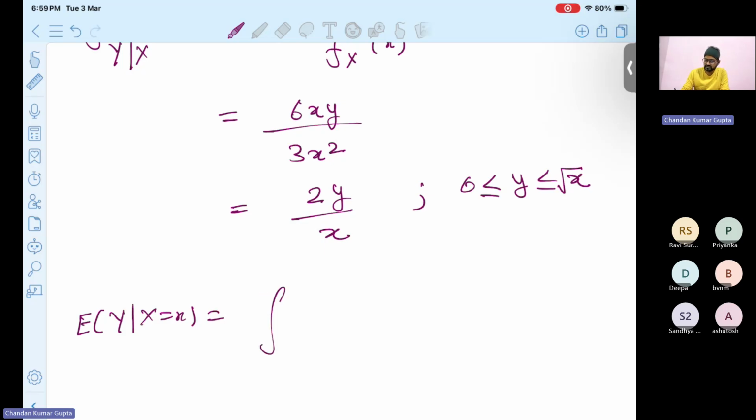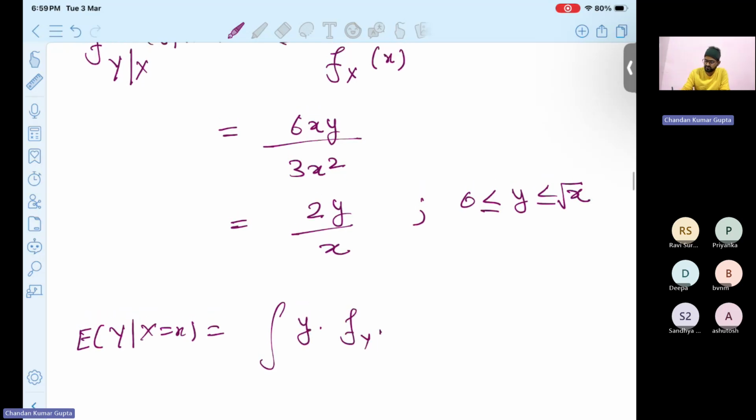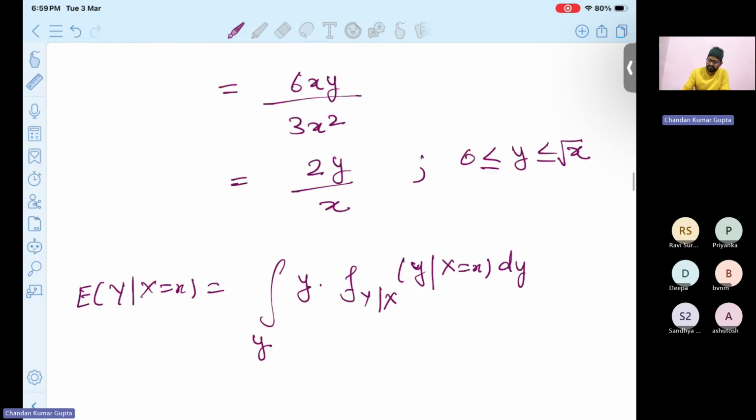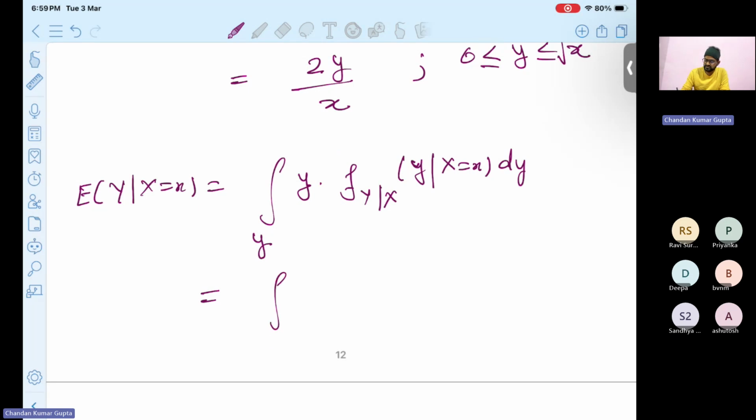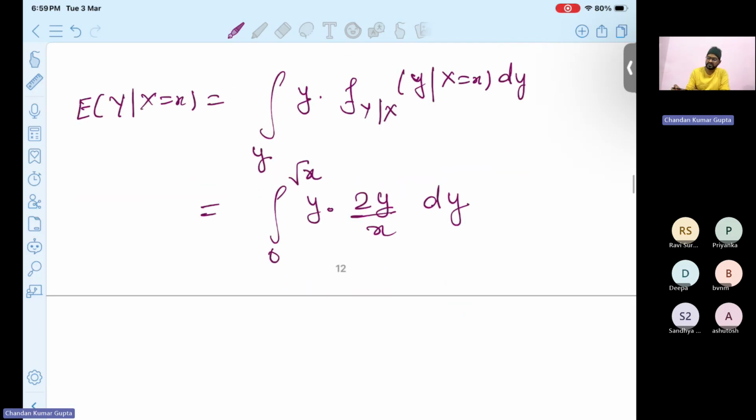the integral. It's y times f of y given x, which is 1 by x, dy, from 0 to root x of y into 2y dy, that is 2y by x dy. Since it's dy, 1 by x can be taken out and 2 also acts as a constant. So 2 by x as a constant, from 0 to root x, it's y square dy.